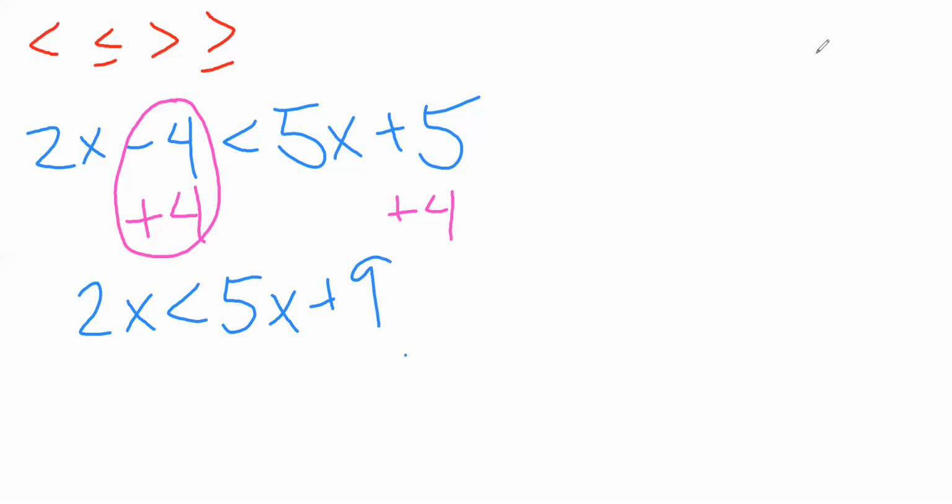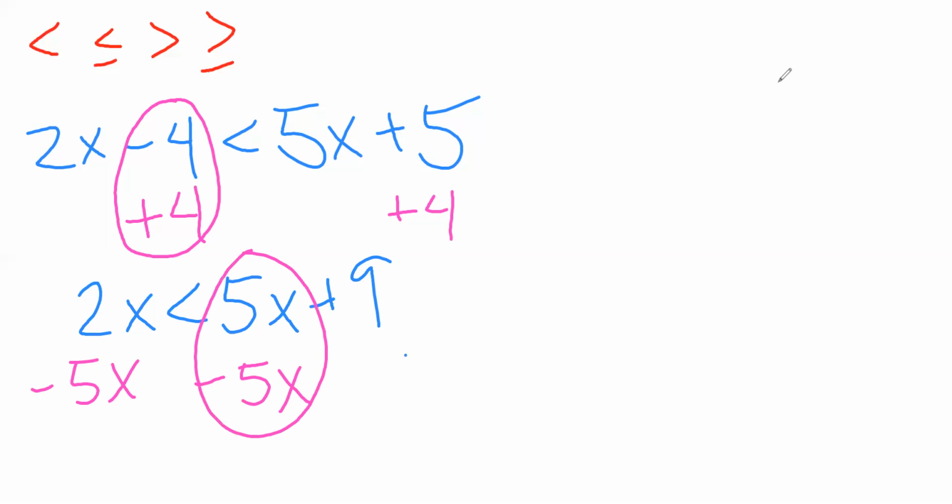Now we can do the same thing with the variable on the opposite side. So we're going to subtract 5x. This becomes 0, which is the whole idea. And then let's go ahead and draw a line down the middle here to separate my work. And then we're getting negative 3x is less than 9.